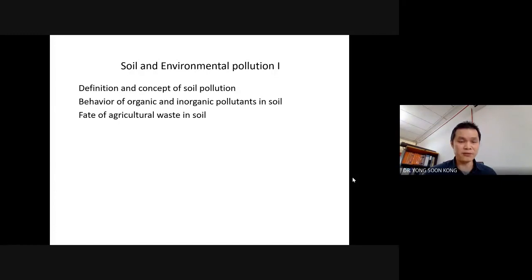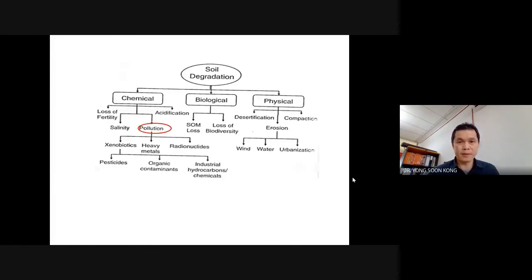And then finally, the fate of agricultural waste in soil. Now, this is unavoidable because Malaysia is one of the producers of biomass. So I think you should know where that biomass comes from. It's from the oil palm industry lah. So the fate is describing the migration and the appearance, what happens to these solid wastes in the soil over time. Yeah. So those are the things.